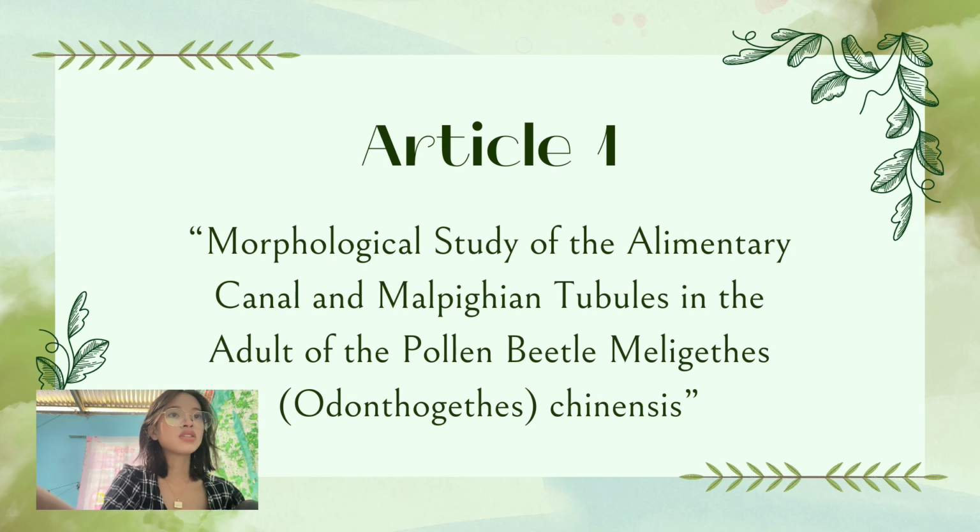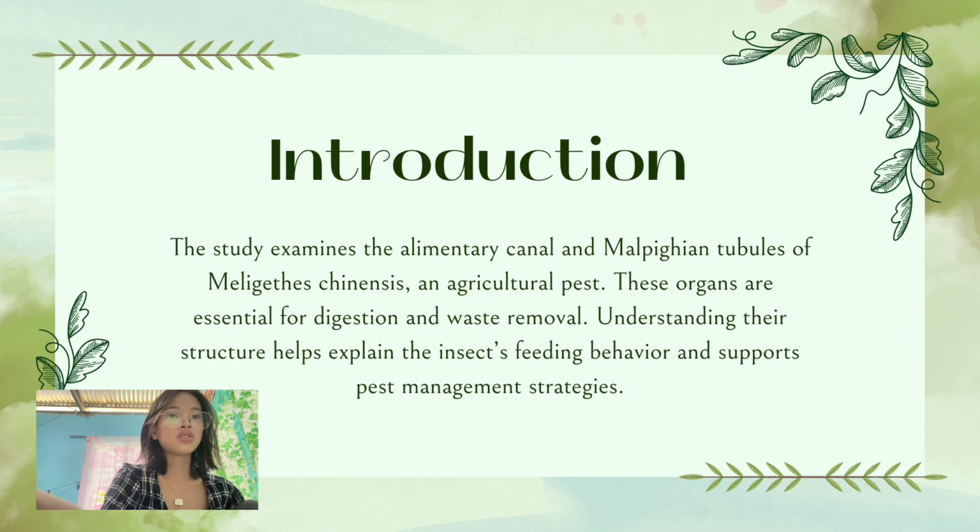First article is about the morphological study of the alimentary canal and malpighian tubules in the adult stage of pollen beetle Meligethes. So for the introduction, the study examines the alimentary canal and malpighian tubules of Meligethes chinensis, an agricultural pest. These organs are essential for digestion and waste removal. Understanding their structure helps explain the insects' feeding behavior and supports pest management strategies.